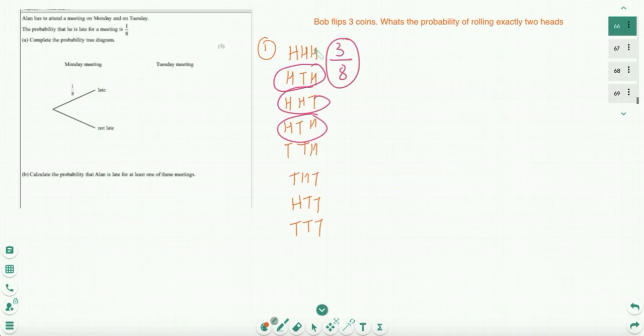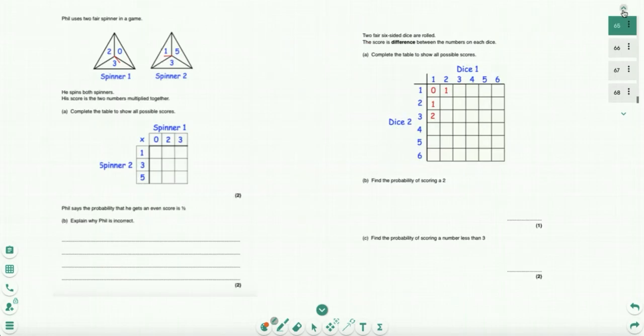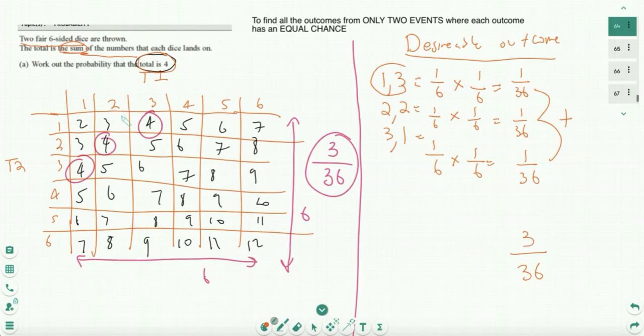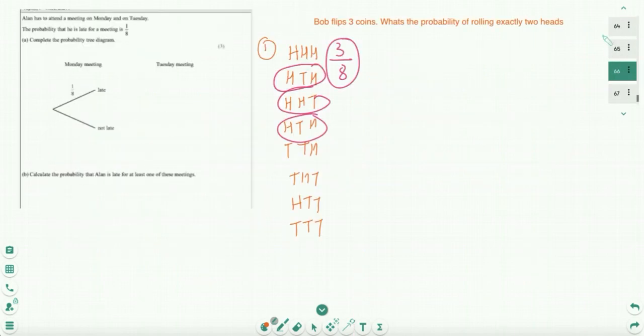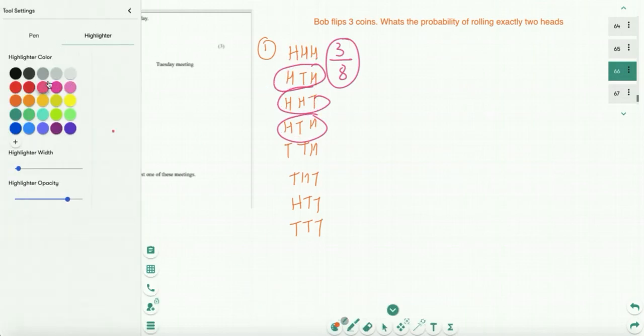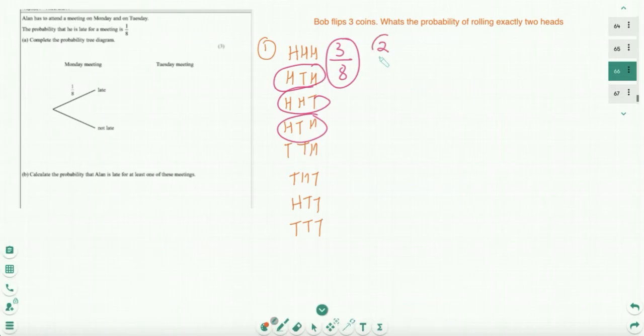That's one way. So we basically just drew a sample space diagram and listed out all the different outcomes of flipping 3 coins, okay? This way only works when the outcome of each of these scenarios is exactly the same, okay? So I don't recommend using this method at all. Another way, guys, is by using something called the desirable outcome method, all right?